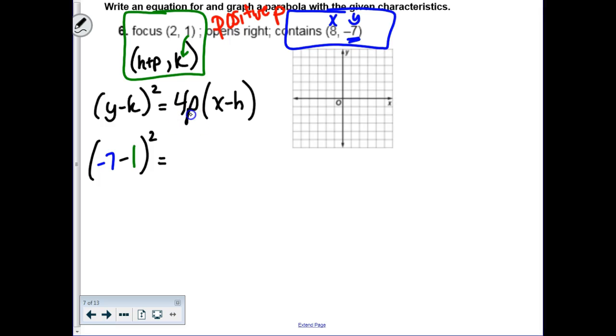I have no clue what to do with the value for p right now, so let's just leave it as 4 times p. So let's just agree, p is our variable for this problem. Okay, x, it says right here, use 8 for x.